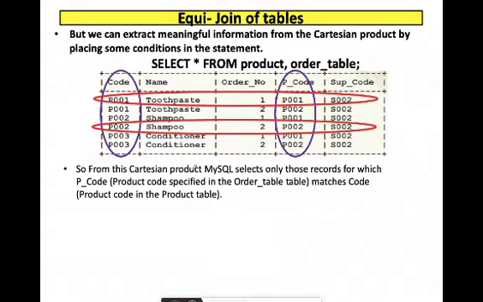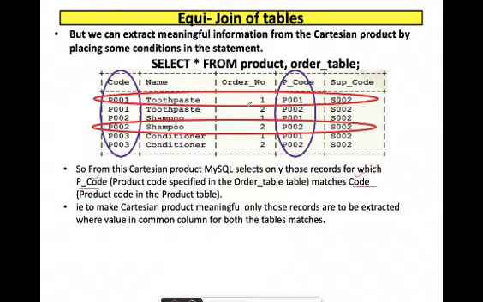So from this Cartesian product, MySQL selects only those records in which the P code, the product code specified in the order table, matches with the product code in the product table. So in this, the common column has different names. Here it is P code and here it is code. So only those rows are extracted in which these values are matching. That is, to make the Cartesian product meaningful, only those records are extracted where the value in the common column of both the tables is matching. That is, they are equal.